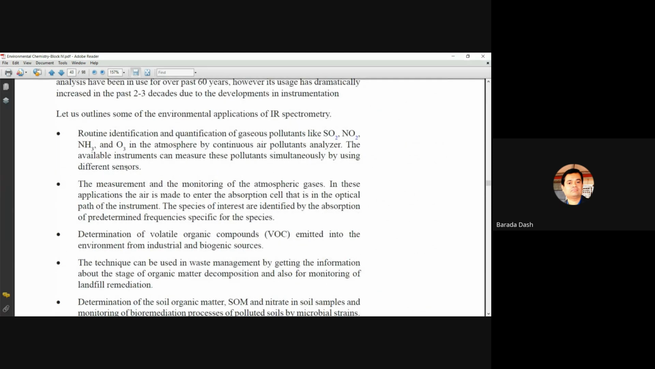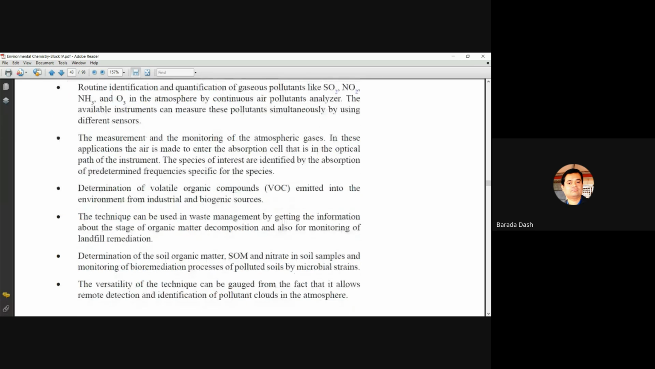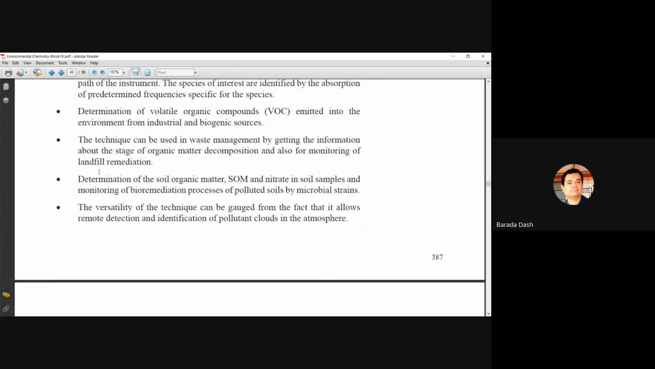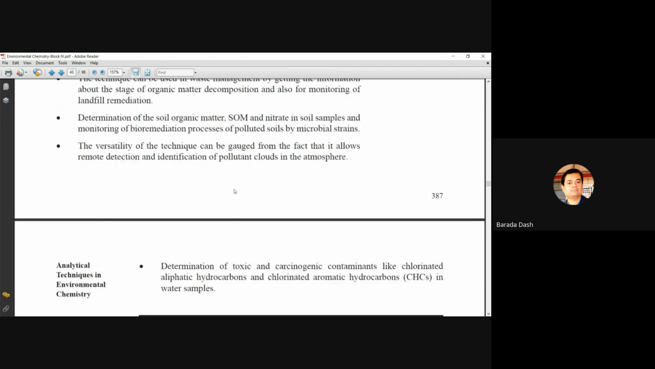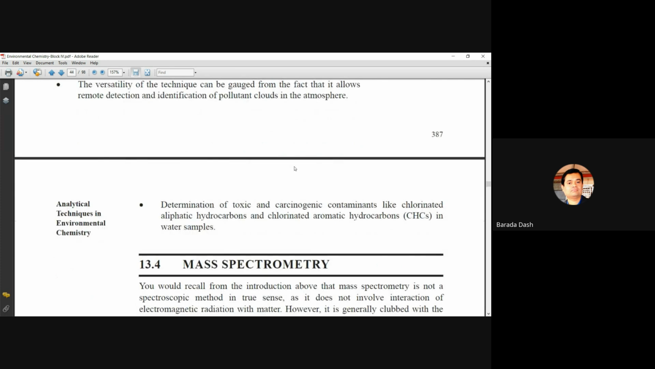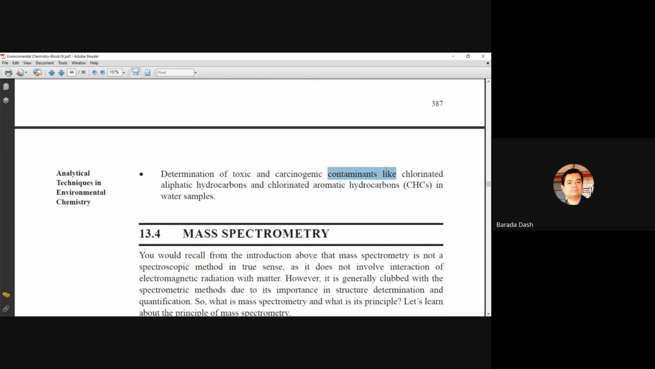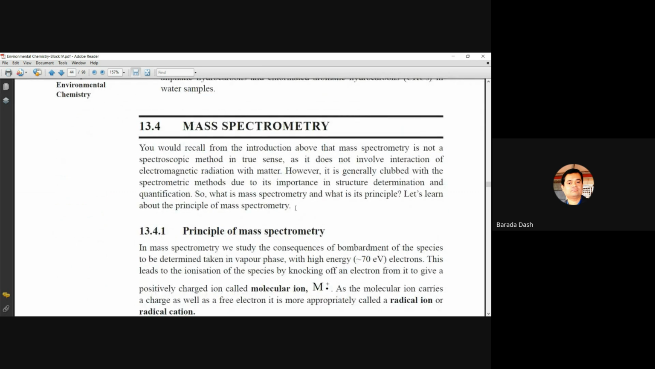Environmental applications are basically routine identification and quantification of gaseous pollutants such as sulfur dioxide, NO2, ammonia, ozone; measurement and monitoring of atmospheric gases; determination of volatile organic compounds; waste management; determination of soil organic matter; detection and identification of pollutant clouds in the atmosphere; and determination of toxic and carcinogenic contaminants like chlorinated aliphatic hydrocarbons and chlorinated aromatic hydrocarbons. Then next is mass spectrometry.